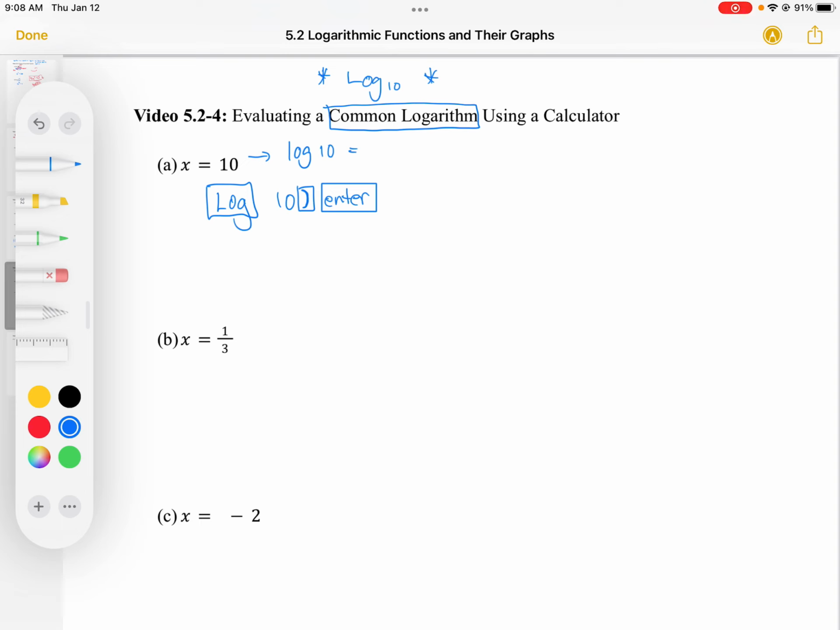Let's look at another one. x is equal to 1/3. So this means log base 10 of 1/3. I'm going to hit my log button. It automatically opens parentheses for me. If it doesn't, you would have to hit the parenthesis button. So I'm going to put that in red because that's not always going to happen. Then you're just going to type in 1, and then the divided by button that indicates your fraction bar, 3, then close the parentheses, and hit enter.